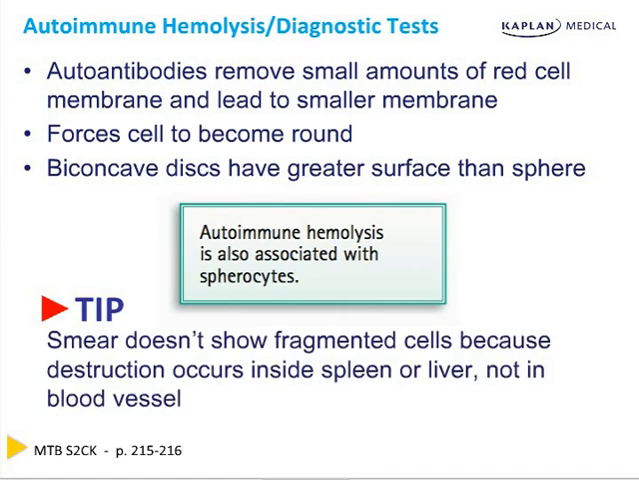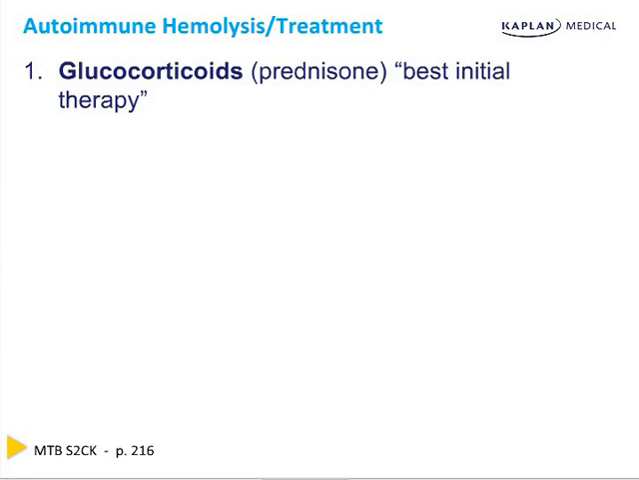The smear in autoimmune hemolysis will not show fragmented cells because the destruction occurs inside the spleen or the liver. It's not inside the blood vessel. It's extravascular, and extravascular means spleen and liver. The best initial therapy is steroids, glucocorticoids.